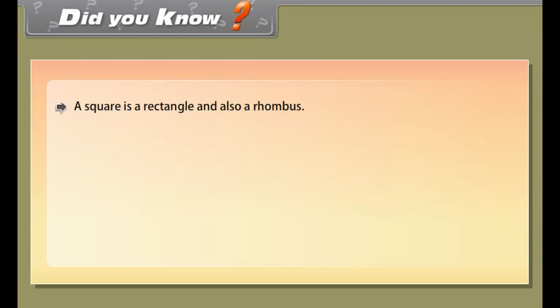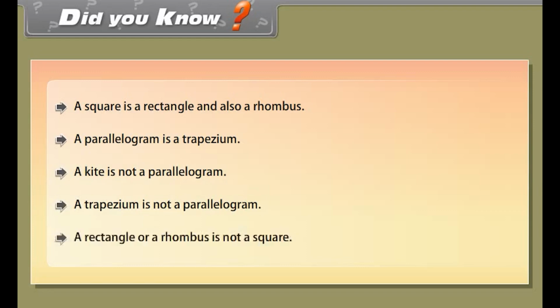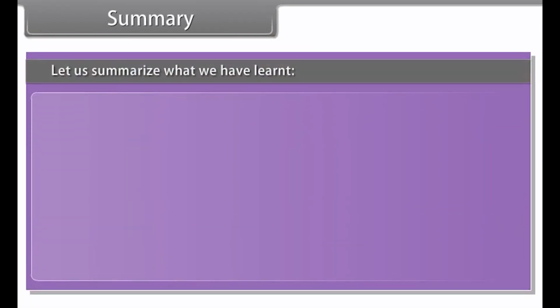Did you know? A square is a rectangle and also a rhombus. A parallelogram is a trapezium. A kite is not a parallelogram. A trapezium is not a parallelogram. A rectangle or a rhombus is not a square. Summary. Let us summarize what we have learned.